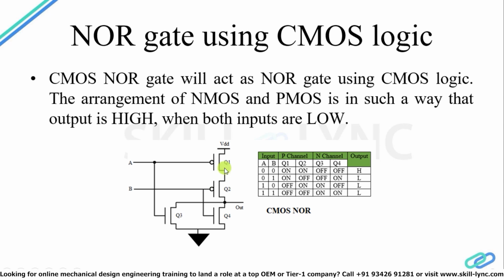Now the second case, 0, 1. Now Q1 is on, but Q2 is off. Why is Q2 off? Because here it is 1, but it is PMOS, it requires 0 to be on. Then Q3 and Q4: because A is 0, Q3 will be off. B is 1, so Q4 will be on. So this is the thing.